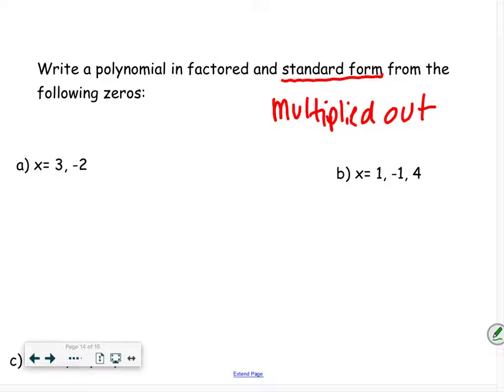That's the sweet part. We're given zeros. If I have 3 as a 0, what's the parentheses associated with that? Yeah, x minus 3. If -2 is a 0, what's my parentheses? x plus 2. This is factored form.